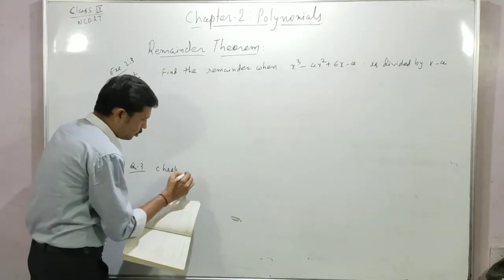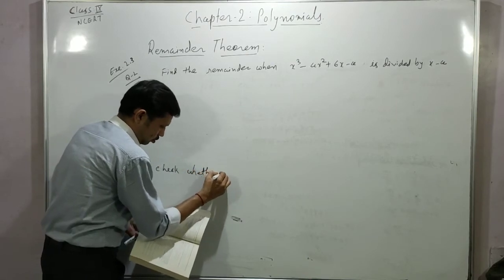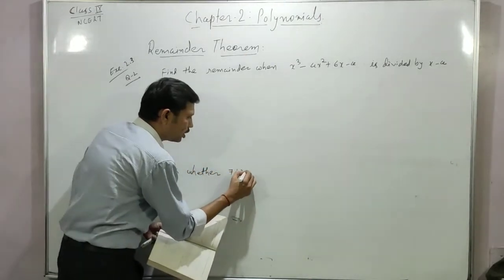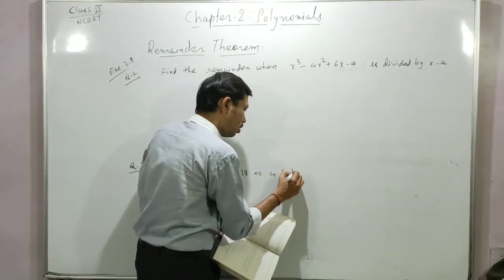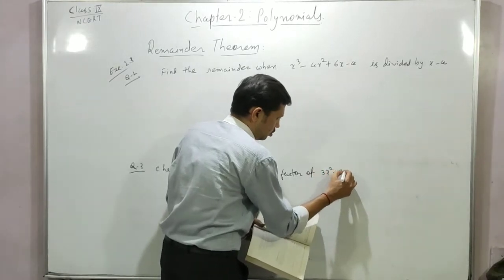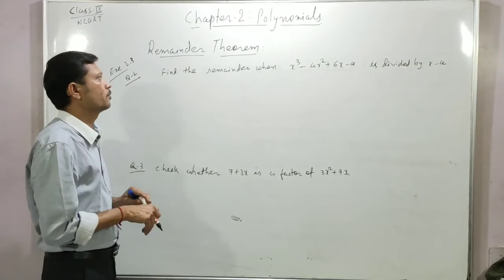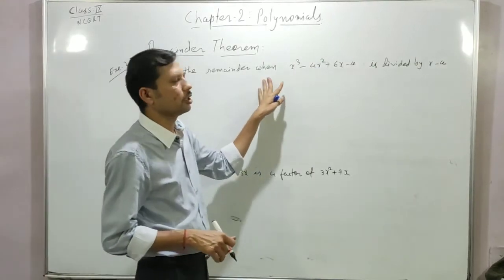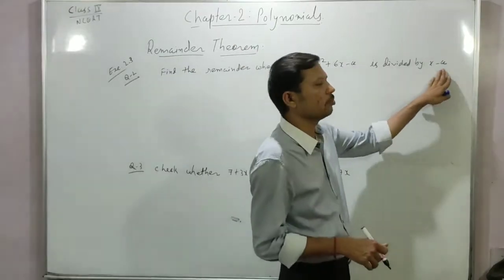Okay, now check whether 7 plus 3x is a factor of 3x square plus 7x. Okay, now find the remainder theorem. Remainder when this polynomial is divided by x minus a.